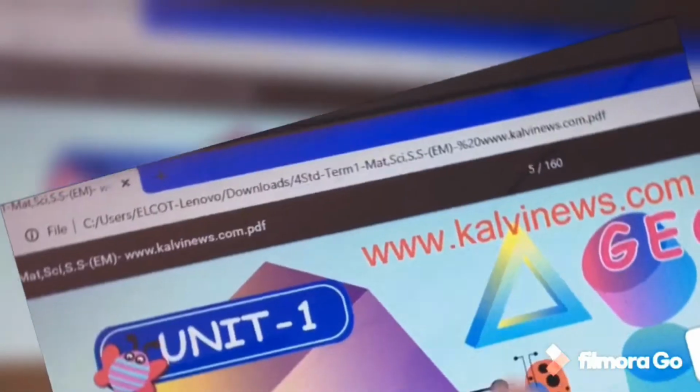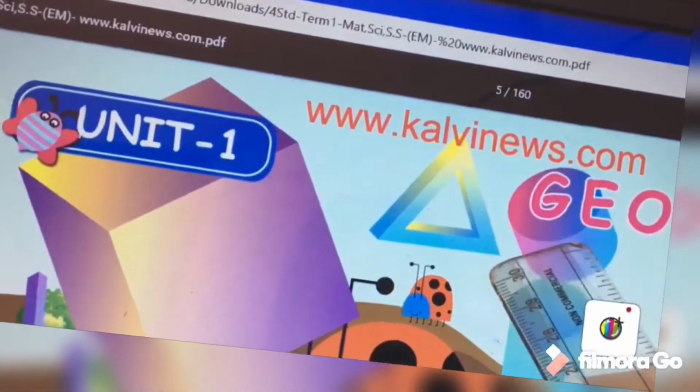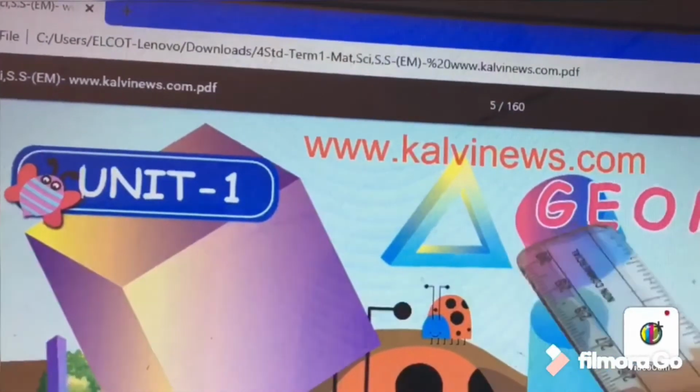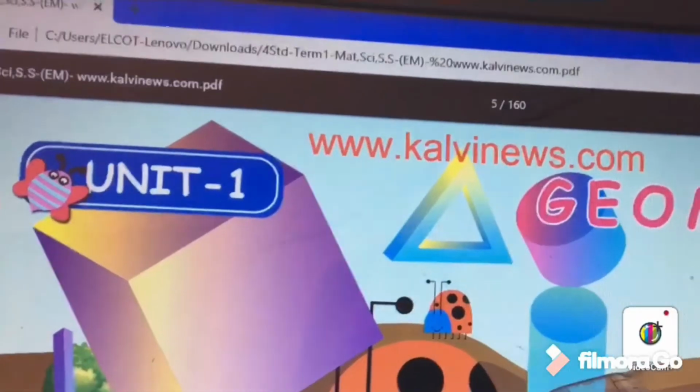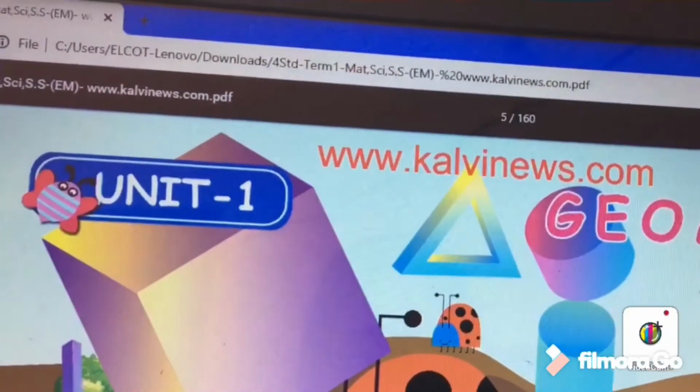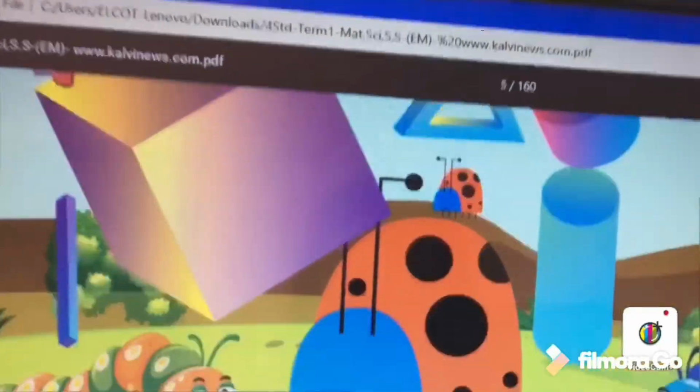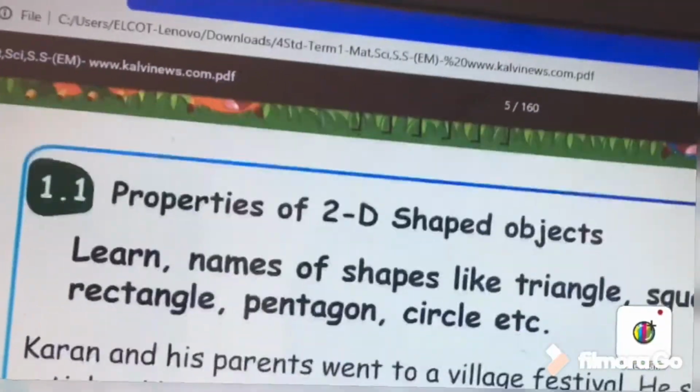Before we get into the lesson, let's recall our previous class. Our first unit is what? Geometry. First unit is geometry. Here you learned 2D shapes, isn't it? Okay, let's see 2D shapes.